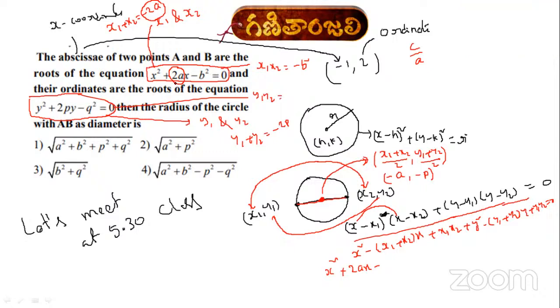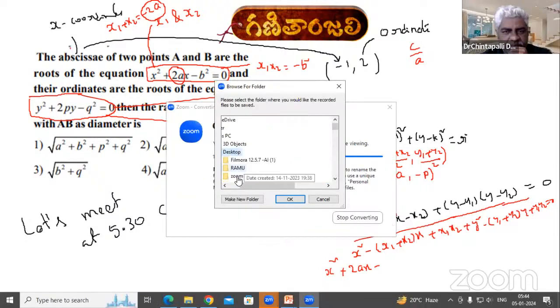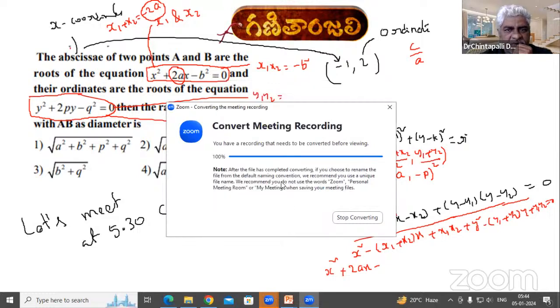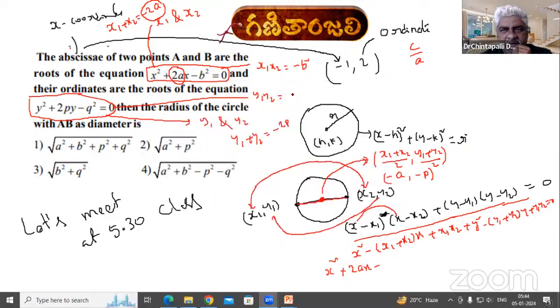Use the formula c over a. What is c there? Negative q square. Very good. So y1 y2 is equal to negative q square, right?